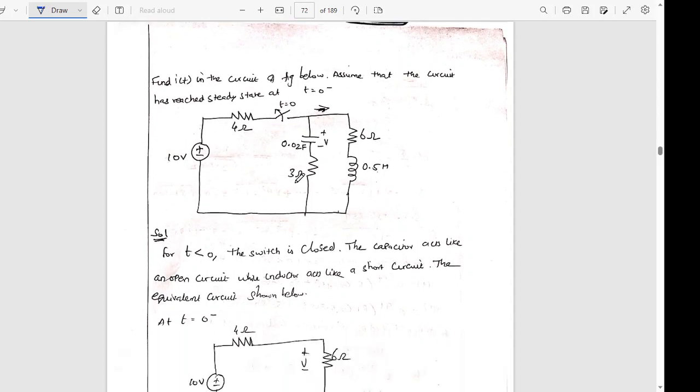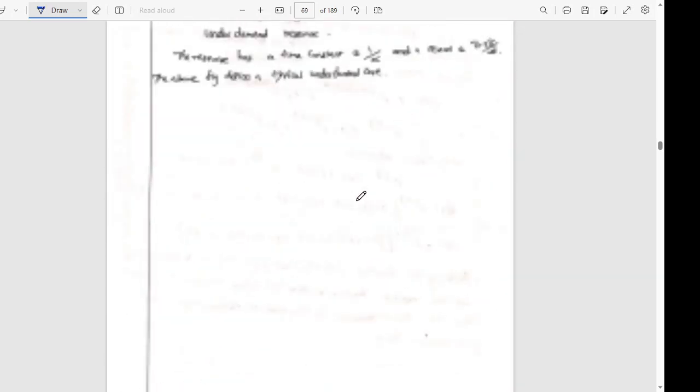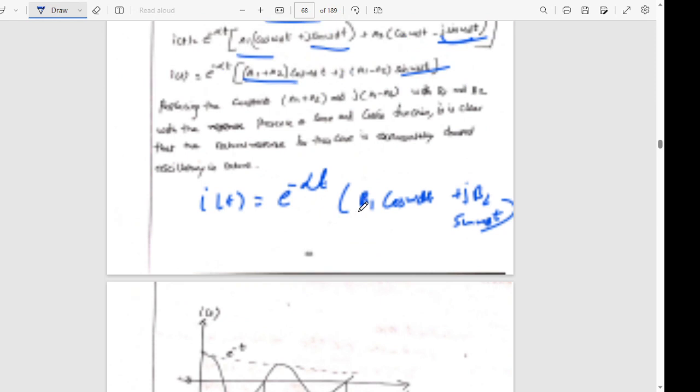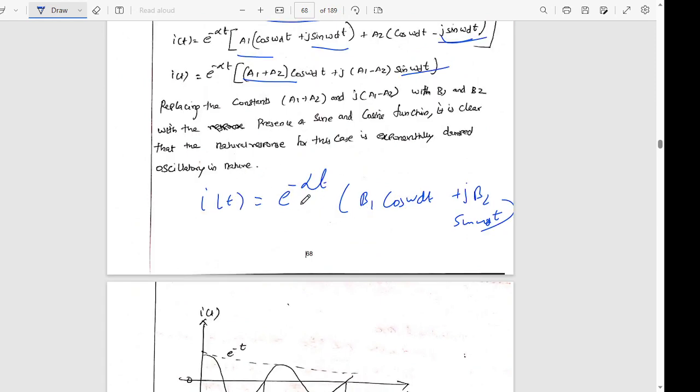So there are three cases as we discussed in previous videos: underdamped, overdamped and critically damped. There are three different formulas for those. So we are supposed to know those formulas also. So I'll just quickly show those formulas and come back to the problem. So this is one formula: i(t) = e^(-αt)(B1 cos ω_d t + B2 sin ω_d t). So we have to remember this.